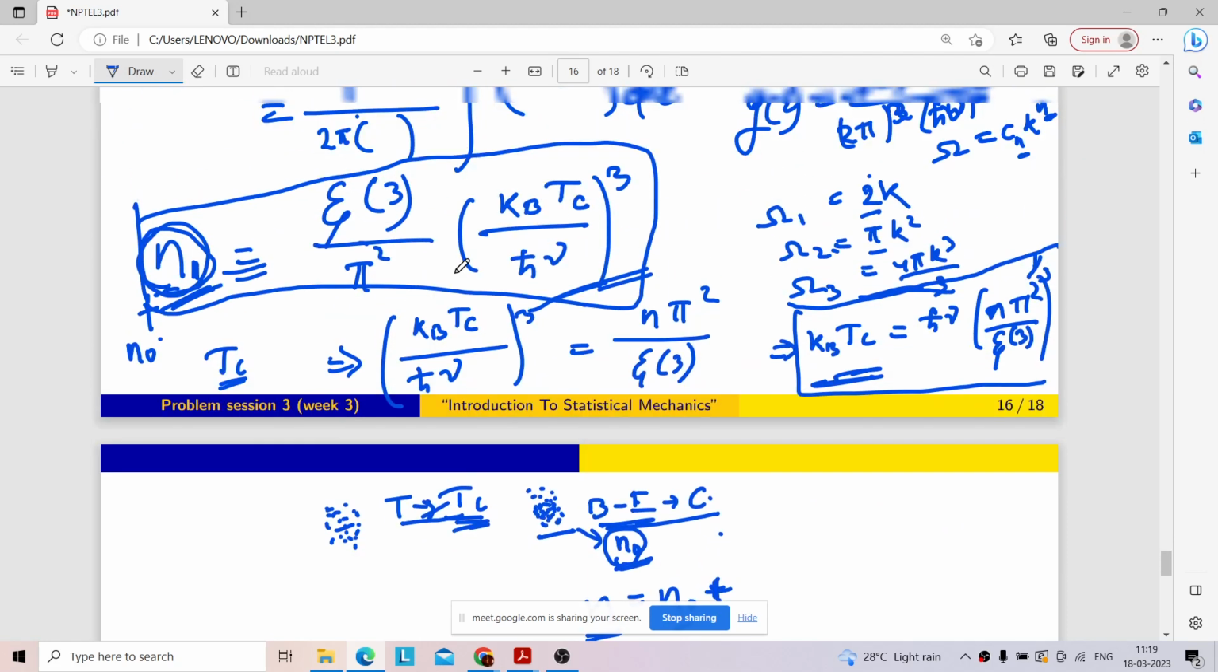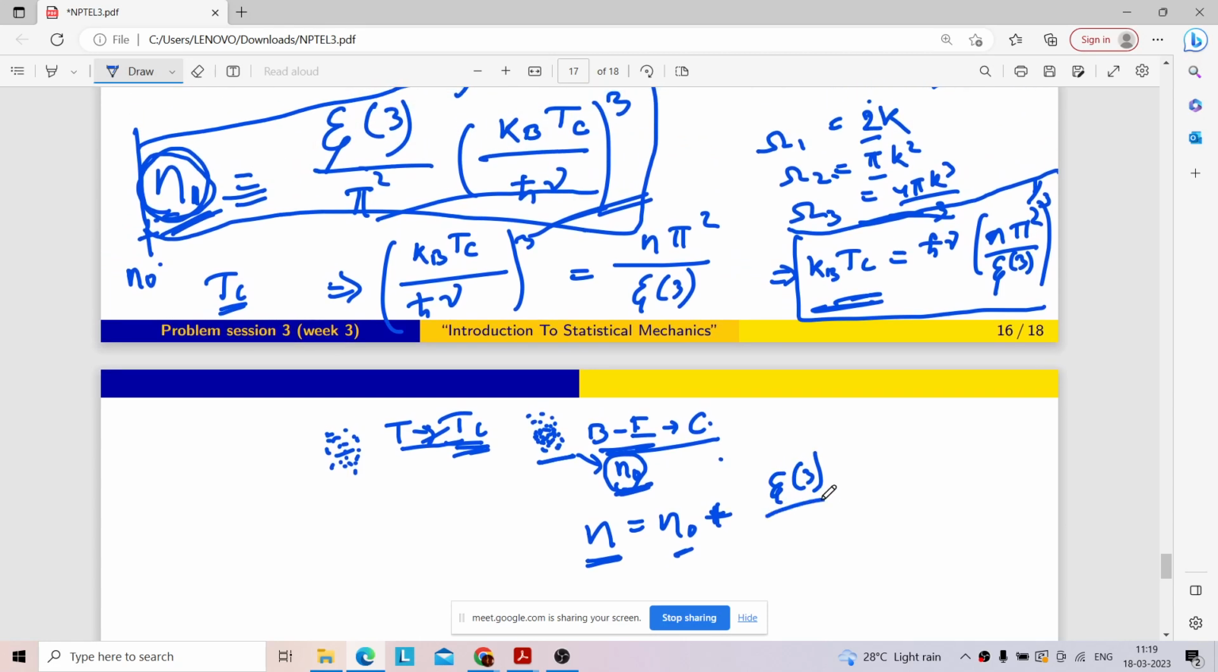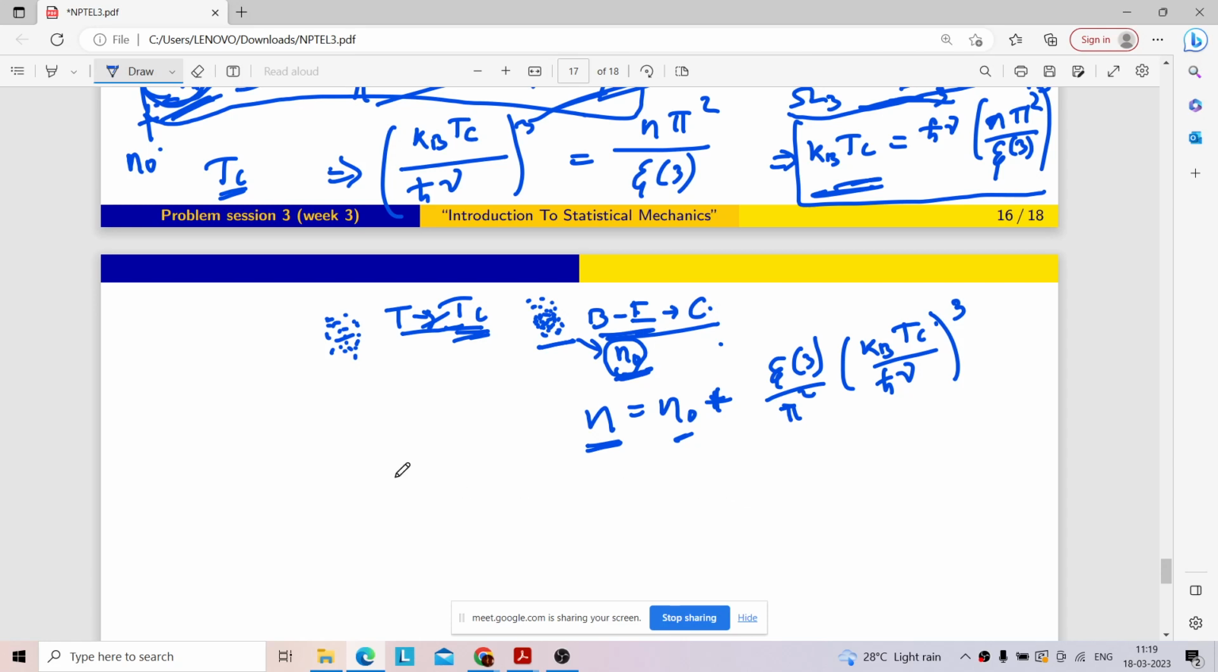N1 is this much, we calculated from this formula, which is zeta of 3 over pi square, (kb Tc over h cross mu) to the power 3. Now, what is the question? We are being asked what is the ratio n0 over n. Then from this formula we can get n0 over n. We can get n0 first. n0 is the number of particles which are not in the condensate. So this is n minus this term.